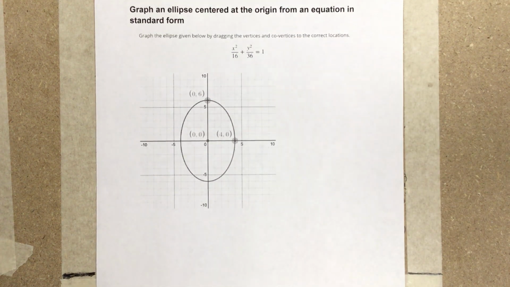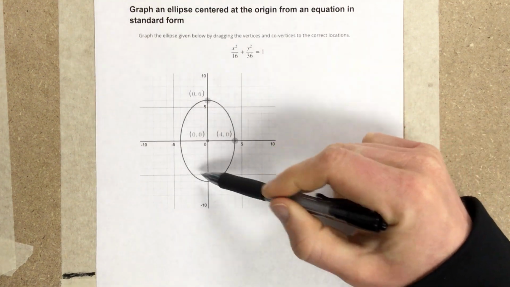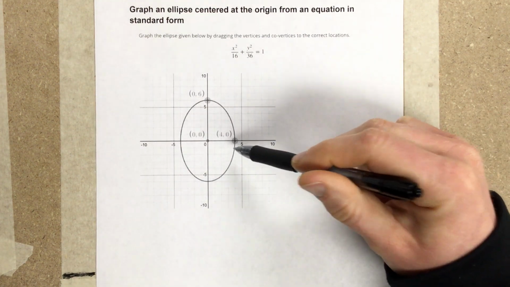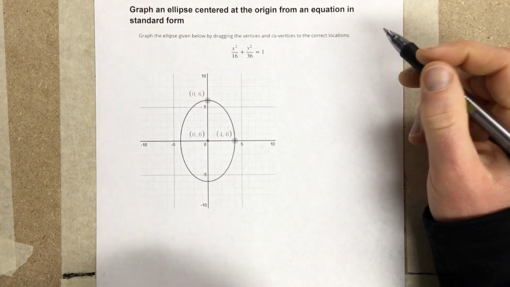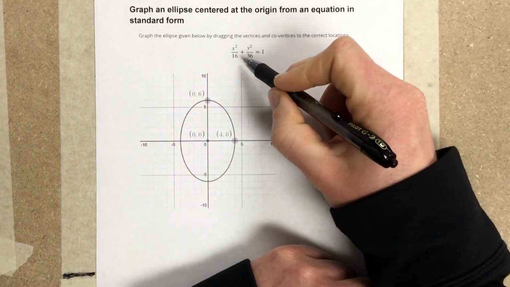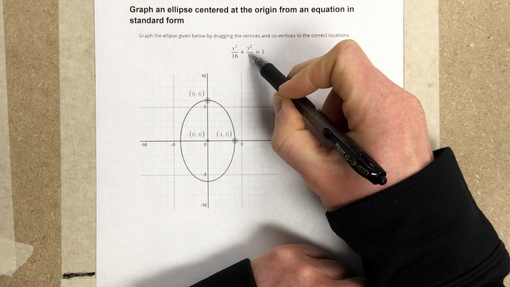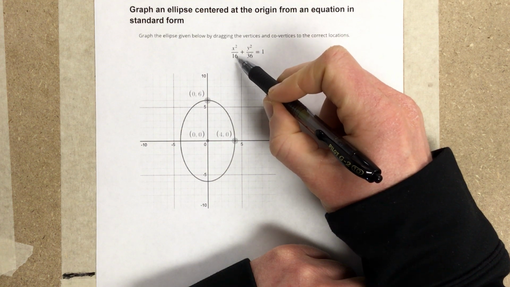In this video, we're going to graph an ellipse centered at the origin from an equation in standard form. It says graph the ellipse given below by dragging the vertices and co-vertices to the correct locations. Now they already have this graphed correctly, but I want to talk about how they come up with this graph. So we need to look at our equation here and notice that 36 is greater than 16.